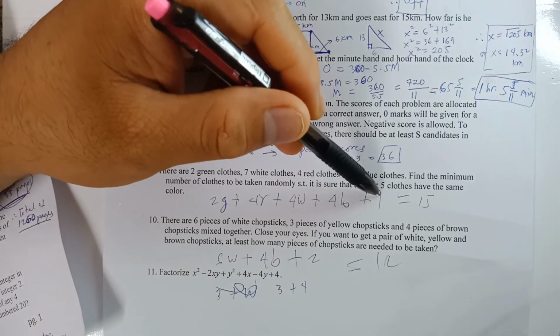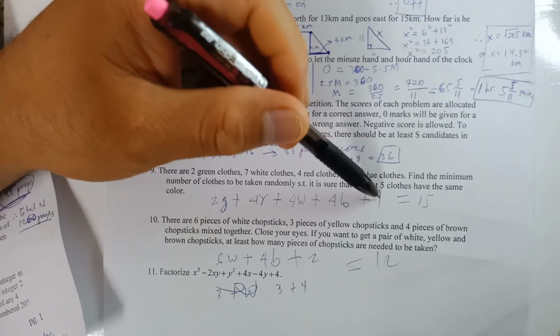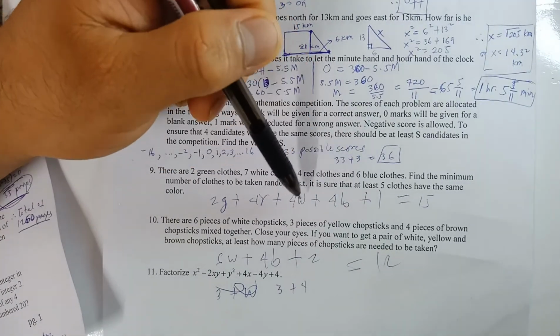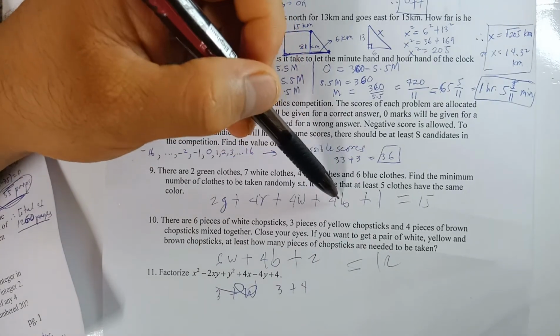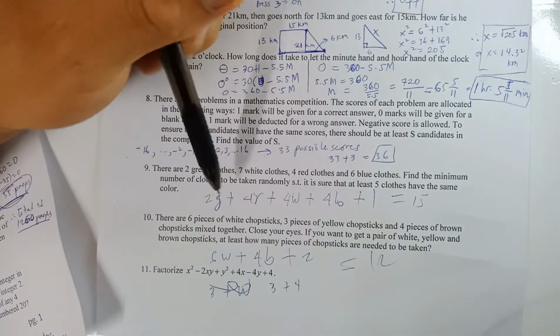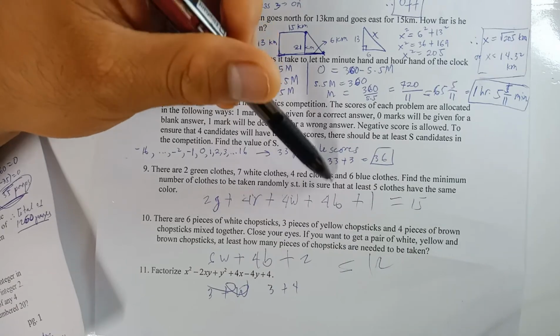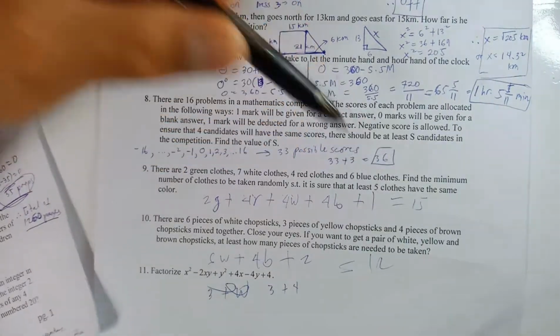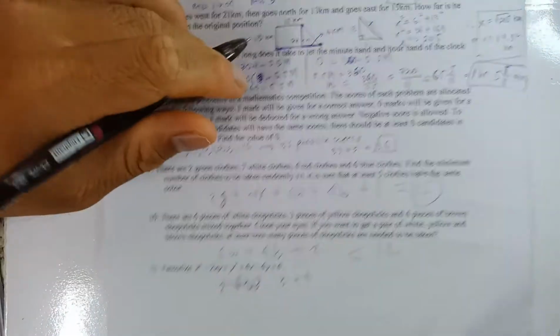If that is red, we have 5 red. If that is white, we have 5 white. If that is blue, we have 5 blue clothes. So we need to take 2 plus 4 plus 4 plus 4 plus 1, or 15 clothes. So the answer is 15.